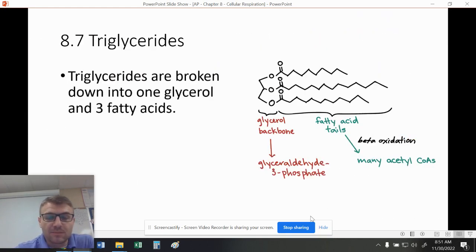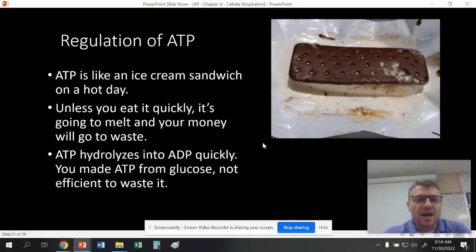All right, this is the end of 8.6. The last section of this chapter is going to be on the regulation of cellular respiration. And I like to make the analogy between ATP and an ice cream sandwich on a hot day. I know it sounds weird, but if you don't eat that sandwich very quickly on a hot day, it's going to melt. We all know that. What happens, though, is ATP is going to hydrolyze very quickly into ADP, so we need to use it very quickly.